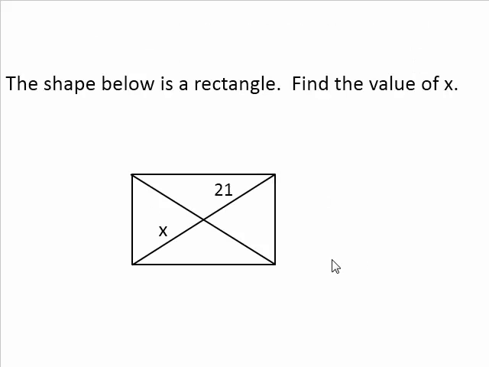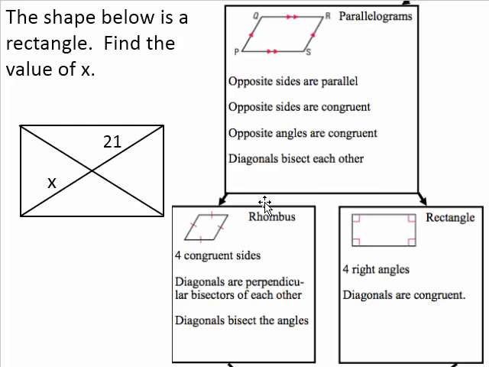The shape below is a rectangle. Find the value of x. You'll note that x and 21 are both along the same diagonal, so that's important. As we get started, we're going to look up the properties of rectangles. So we look at rectangles, we note there are two properties for right angles, and the diagonals are congruent. Since we only have one diagonal, that isn't really helpful, but rectangles inherit all the properties of parallelograms.